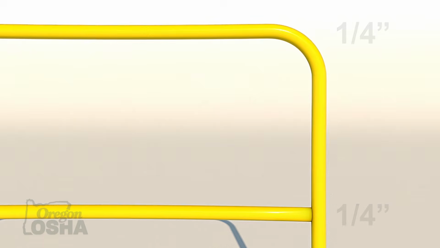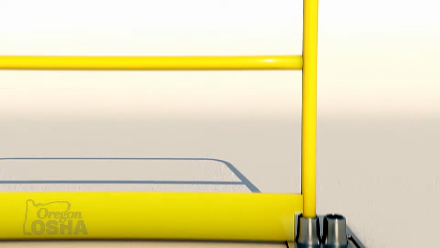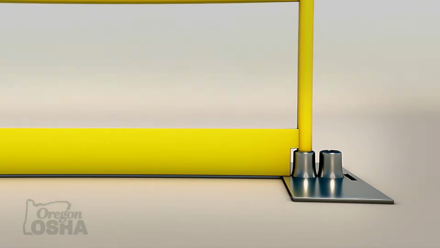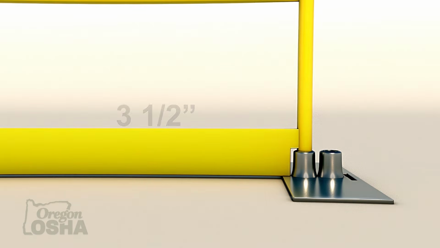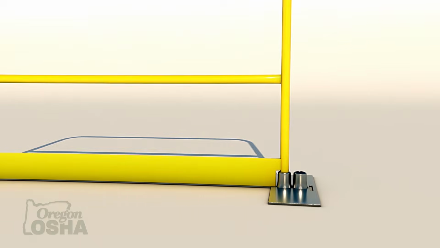If you're in a situation where objects such as tools or debris are nearby, you are required to install a toe board to prevent these objects from falling over the edge and hitting workers below. It must be at least 3.5 inches tall, can't be more than 1/4 inch above the walking working surface, and must be designed to withstand at least 50 pounds of force in a downward or outward direction.